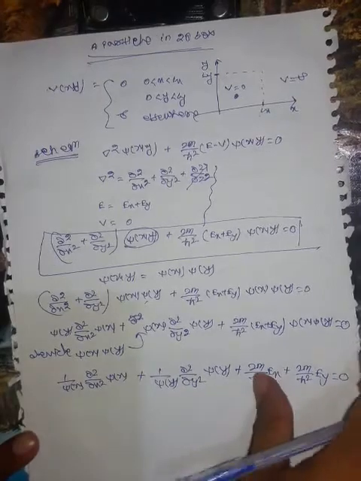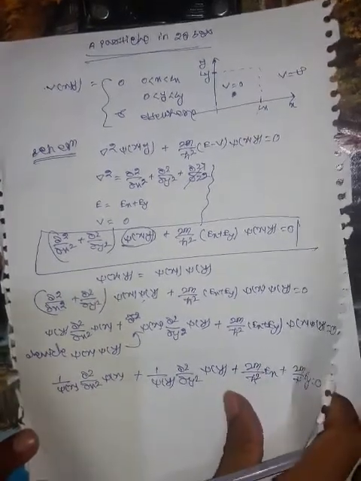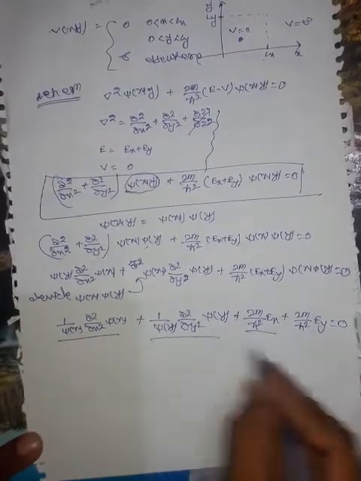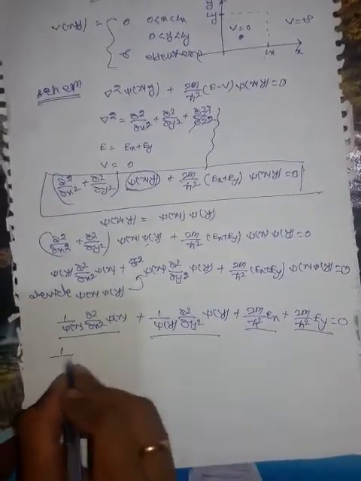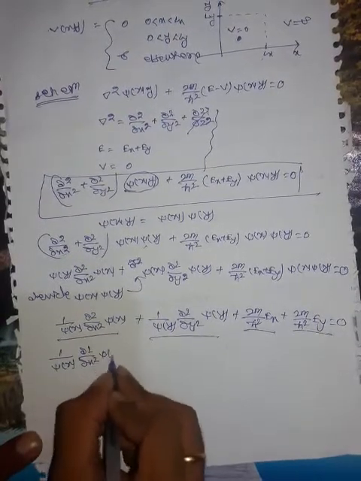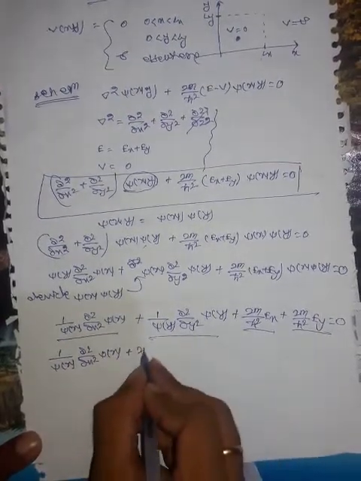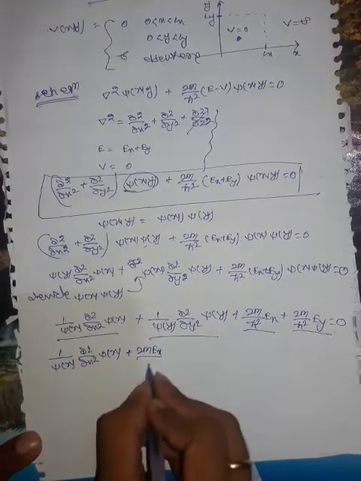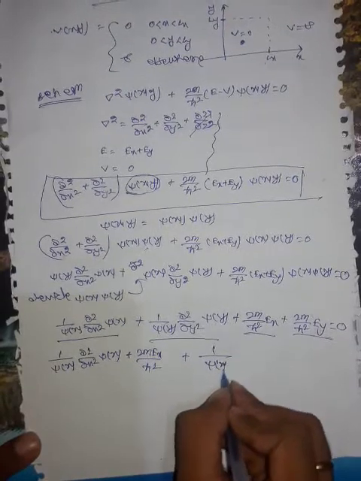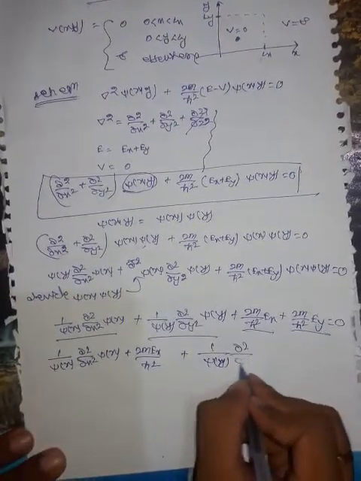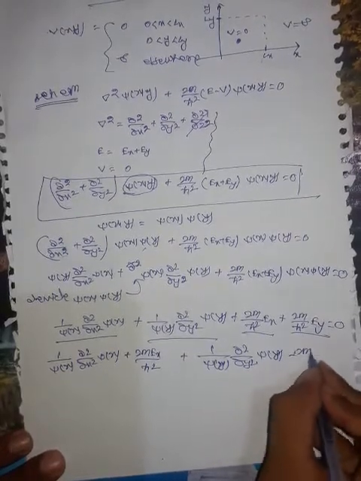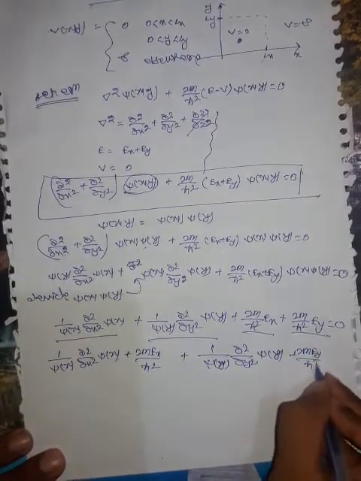Okay, so we separate the x coordinate and y coordinate: this is x dependent, this is x dependent, this is y dependent, this is y dependent. So 1 by psi of x dou square by dou x square psi of x plus 2m Ex divided by h cross square, plus 1 by psi of y dou square by dou y square psi of y plus 2m Ey by h cross square, is equal to 0.